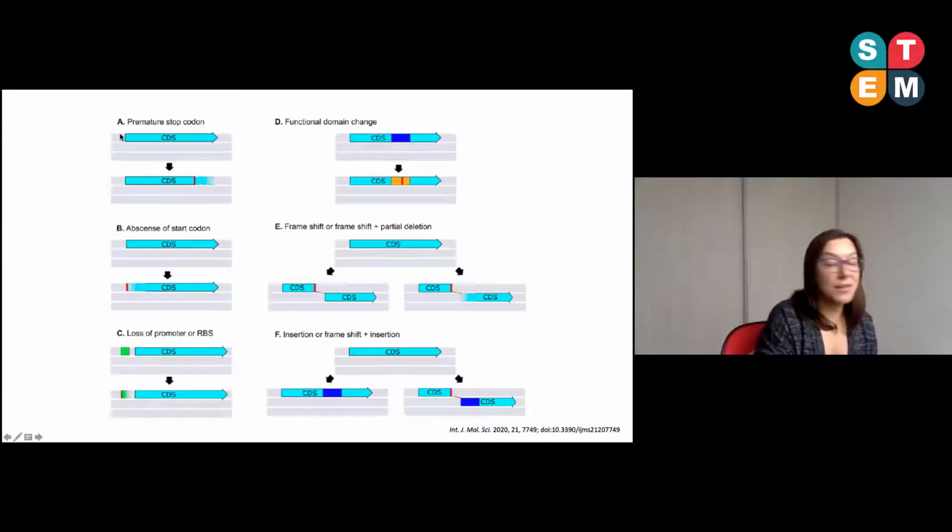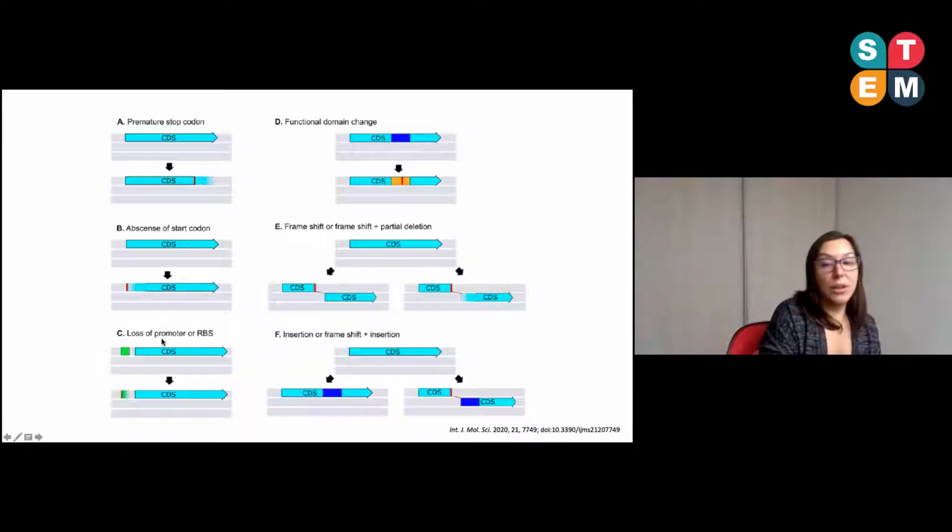So there are several causes. One is a premature stop codon that induces the end of the gene earlier in comparison with the original one, so you end up with a shorter product. It doesn't mean that it's not functional, but definitely it's not the same one that you saw in the reference genome that you are using to compare. You can see the absence of a stop codon, same effect, you have a longer or a shorter coding region.